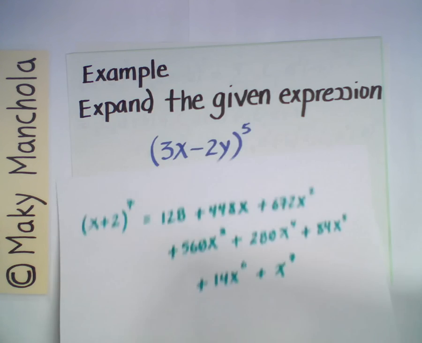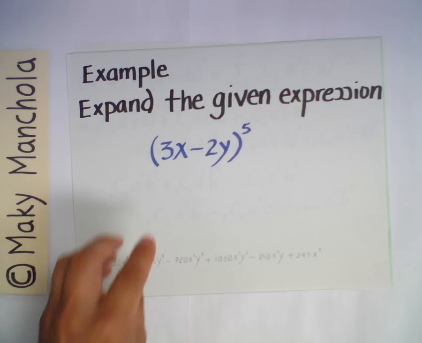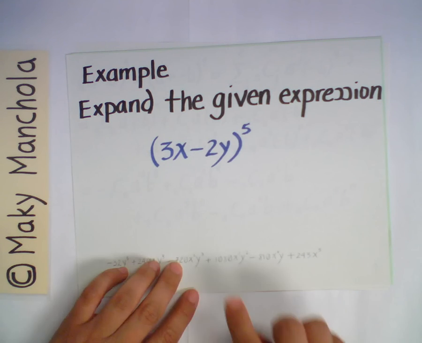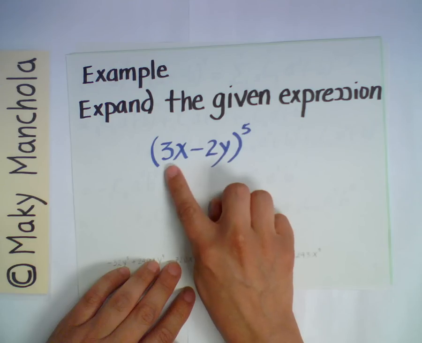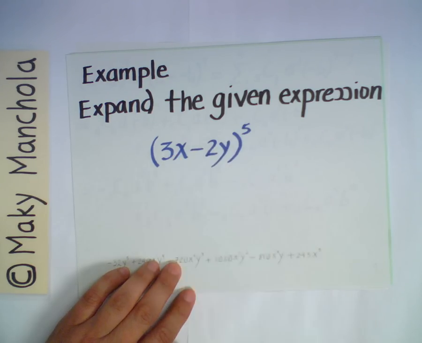Alrighty, let's try another example, a very similar example with a small twist to it. In this case, we want to expand the expression 3x minus 2y all raised to the 5th. And this time around we're having a difference, and each of the terms of the binomial do happen to have coefficients.